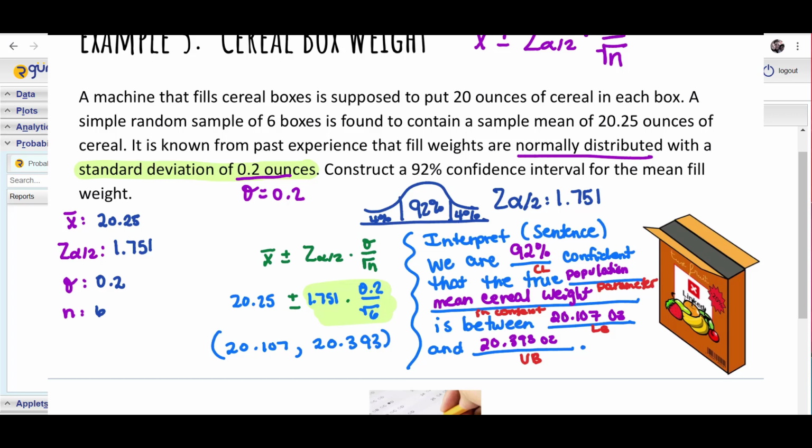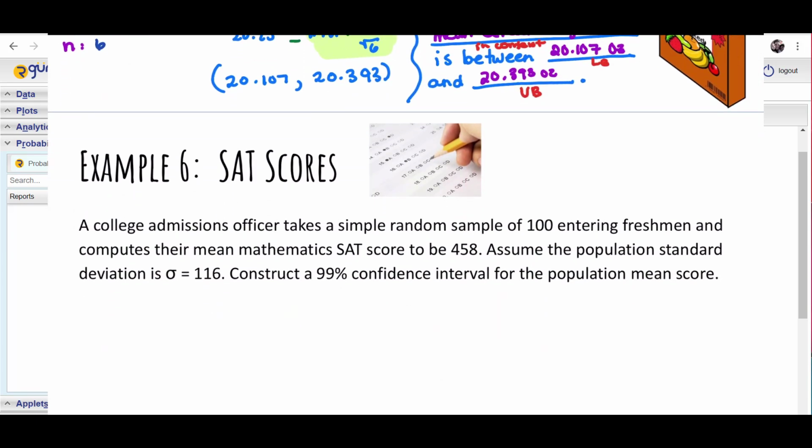The things you want to change are your confidence level, the parameter in context that is being estimated, and then the lower and the upper boundaries. But other than that, I would just keep the sentence pretty much the same. And again, that confidence level means that if you were to repeat this a large number of times, you would correctly estimate the true mean 92% of the time. 8% of the time you'd be wrong. But 92% of the time, the true mean would fall within the confidence interval that you found based off of this process. All right. And let's do another one.